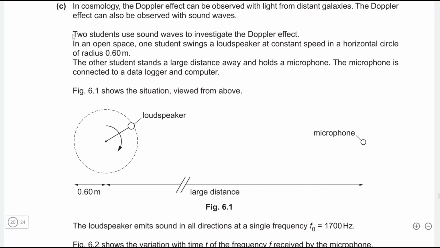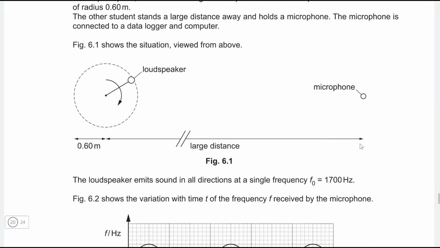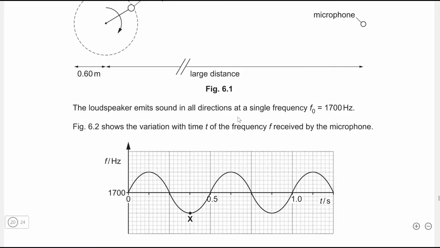So in cosmology, the Doppler effect can be observed with light from distant galaxies, and the Doppler effect can also be observed with sound waves. Yep, that's absolutely correct. Now, two students use sound waves to investigate the Doppler effect. We have some open space, and essentially we have one student that is spinning this loudspeaker that is placed on a piece of string, and then we have another student with a microphone that's connected to an oscilloscope. The loudspeaker emits sounds in all directions with a single frequency of 1700 Hertz.